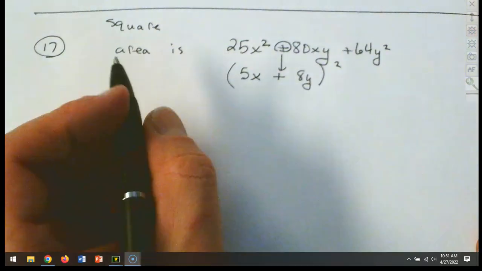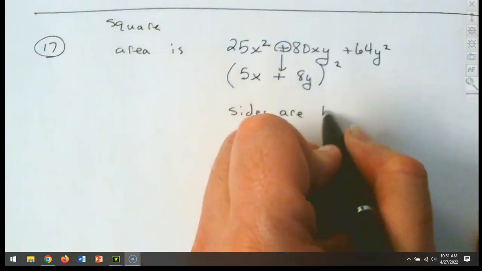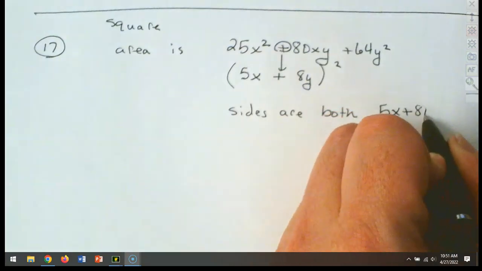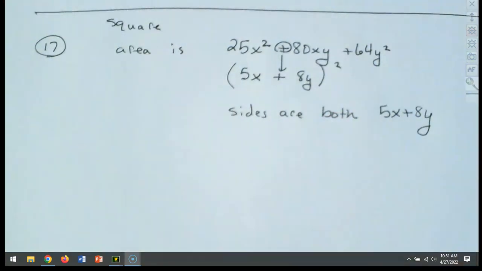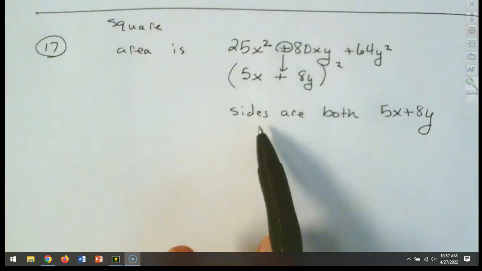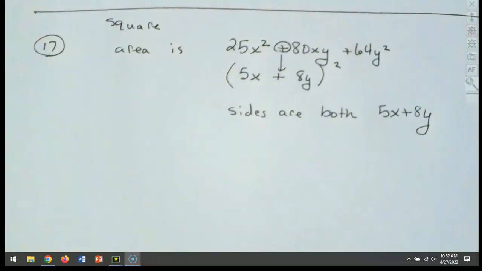So what's the sides? Because it's a square, the sides are both 5x plus 8y. Right? Because it's quantity squared, and that's what it should be because it comes from a square. Square has the same sides, so that factored into a perfect square trinomial, and both sides are the same, they are both going to be that 5x plus 8y. So that's what I'm wanting you to see on question 17. All the rest of the questions are just factoring.